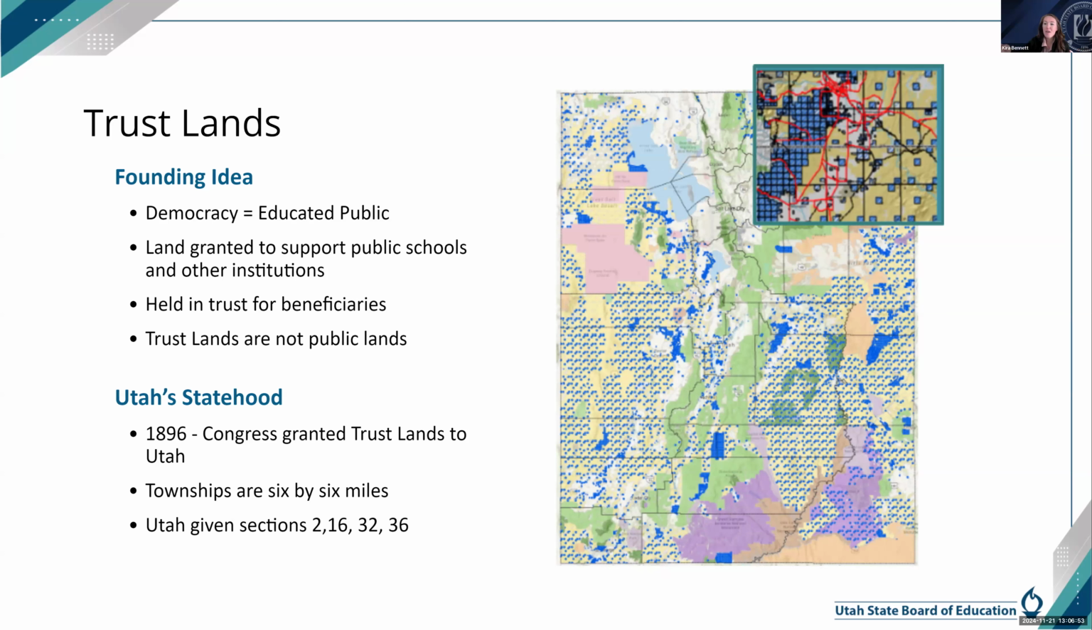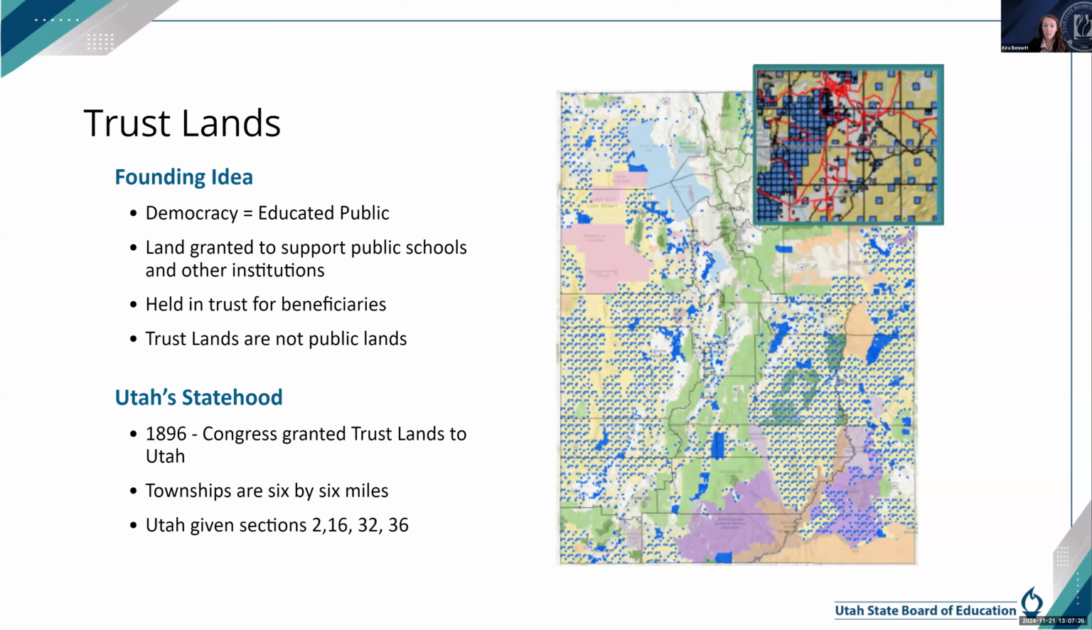free schools. But how do you pay for free schools as a new nation with very little capital? You use what you do have a lot of, and at that time it was land. So that's kind of the basic gist of trust lands. The founding fathers, in all of their wisdom, decided to grant land to support public schools and other important institutions. And these lands were required to be held in trust, kind of like a college fund for the state to benefit those institutions, and the largest beneficiary being the public schools.